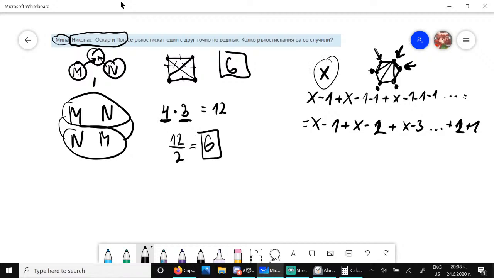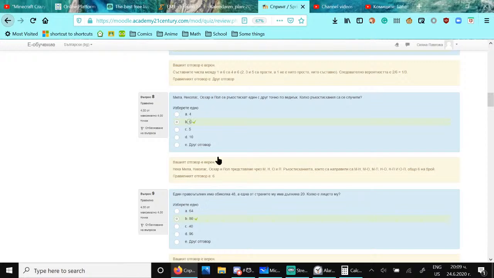That's not smaller than 1. Yes, there can be 0. Also, yeah, x has to be like this. So the answer here is 6, and that's the correct answer.